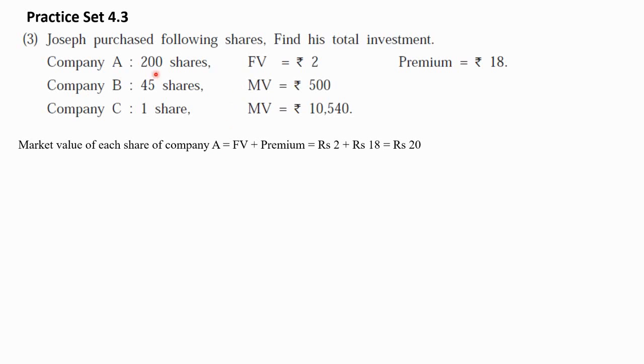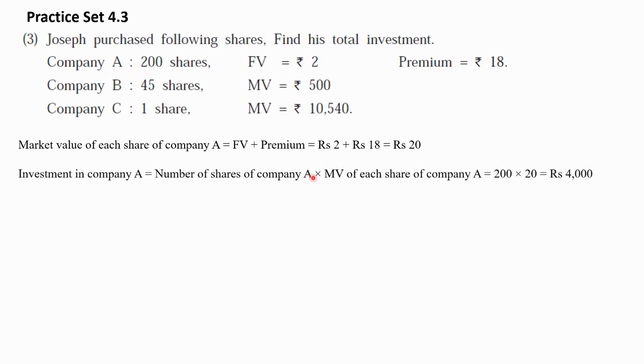So we'll solve for A first. In A, how much money he invested. The market value of each share of company A is rupees 20, that is face value 2 plus premium 18. So investment in company A is number of shares of company A multiplied by market value. So if you see, 200 shares of company A into rupees 20. So 20 was the market value. So 200 into 20, and that is 4,000 rupees.